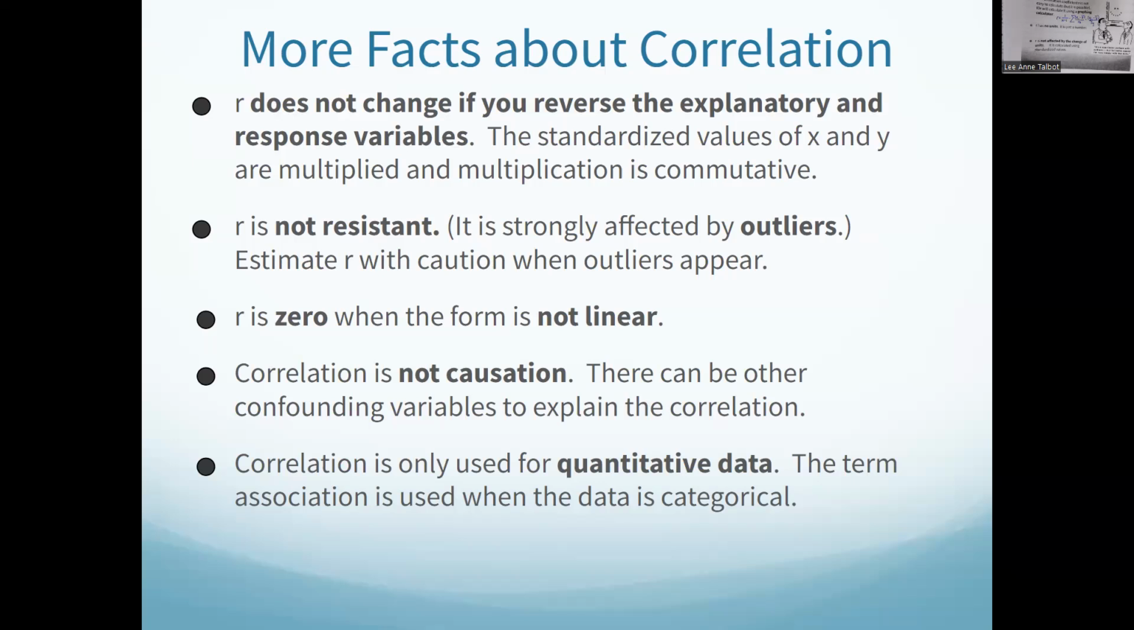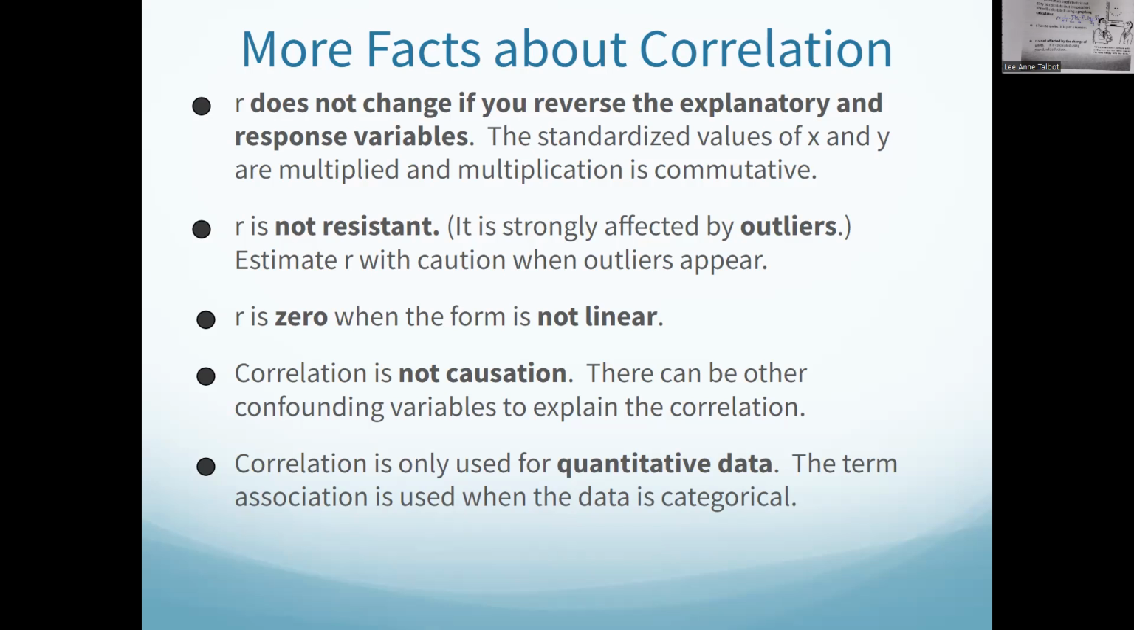R is not resistant. It is strongly affected by outliers. You're going to need that in a moment. So hold that thought. Estimate R with caution when outliers appear. If it's, say, 80% strength and there's a crazy outlier, it's going to bring the R way down, closer to 0. R is 0 when it's not linear. So if you have any kind of graph with a curve in it, you don't have to think about R, it's just 0.